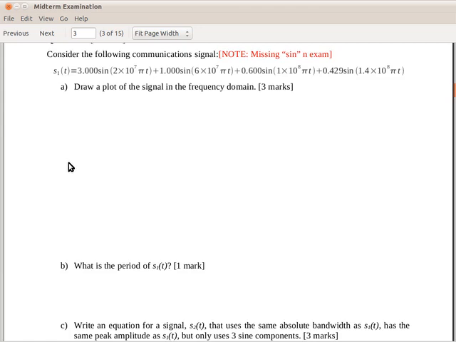You'll find them. Very quickly on this one, we have a signal. How many components in this signal? How many components? 4. Frequency of the first component?